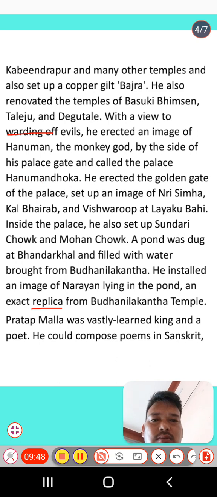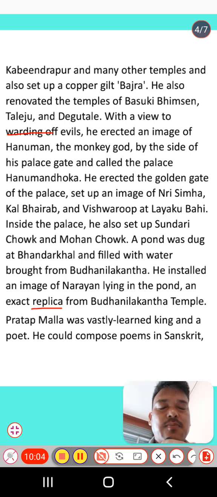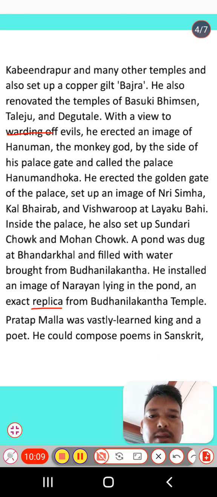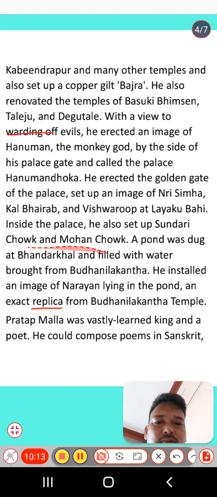He erected the golden gate of the palace, and set an image of Shri Simha, Kal Bhairav, the Vishwarup, and Layaku Bhai inside the palace. There are many other images that he erected inside the palace, and later he gave them names. He also set up Sundri Chowk and Madan Chowk in his palace.